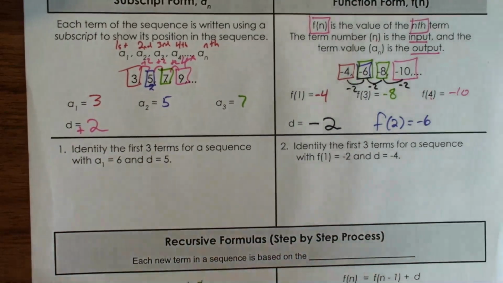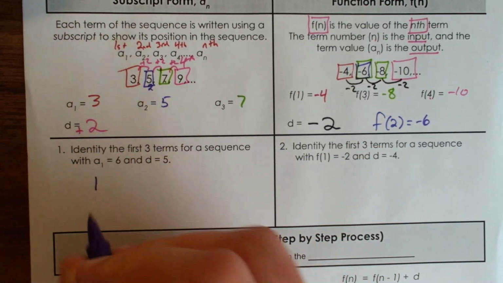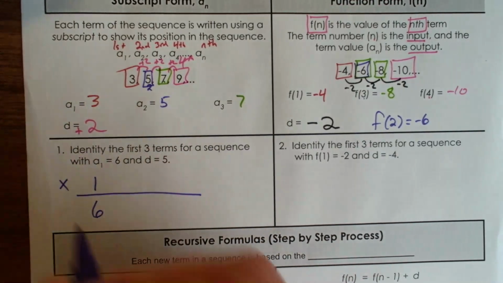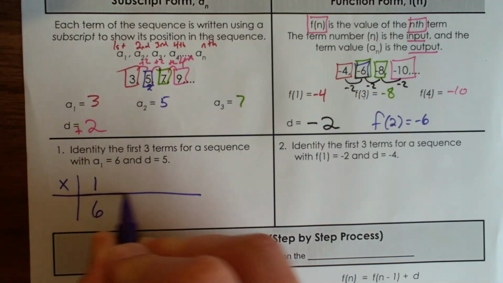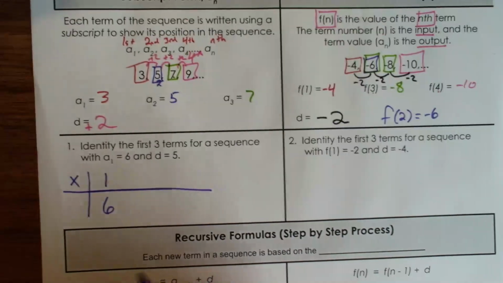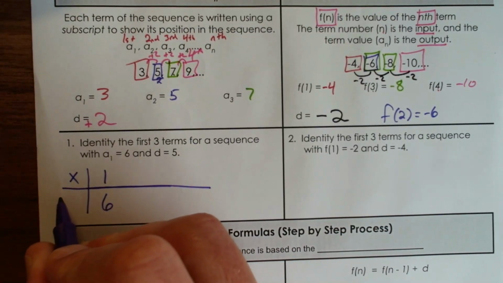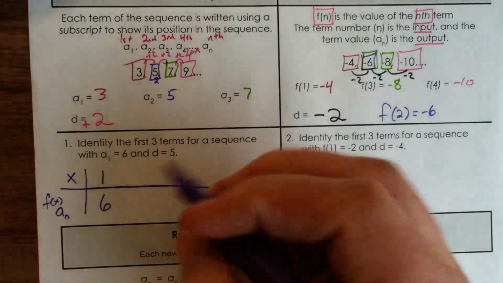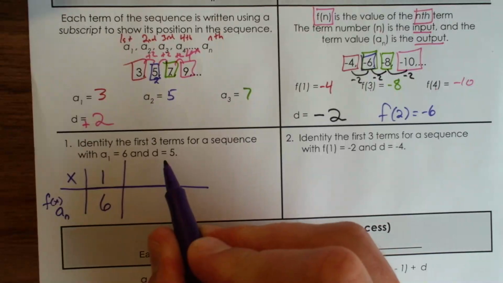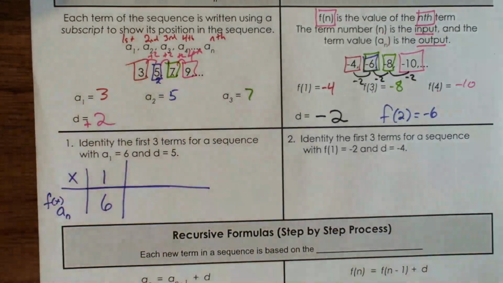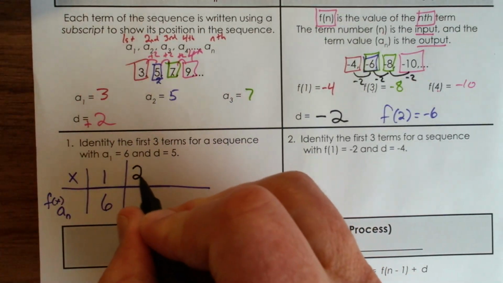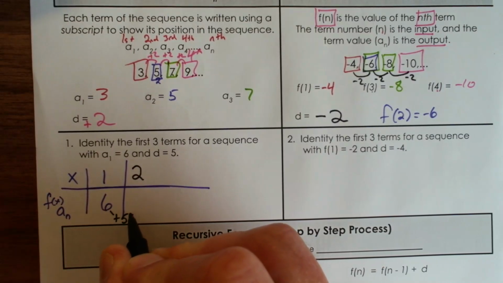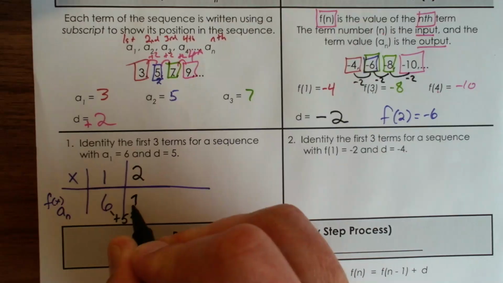So it says that my first term is 6. So my input, or my x value, is 1. My output, so this could be like your f of x or your a sub n, your output is 6. Okay? Now it's also telling me my common difference is 5. So if I'm looking at my second term, my difference is +5. So I would add 5, and 6 plus 5, that's 11.